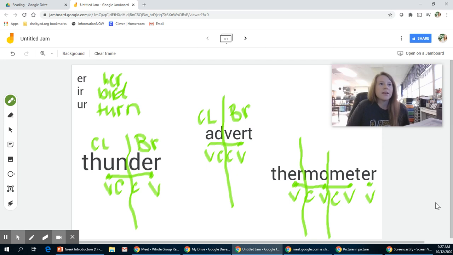And last one, connect those vowels. There's a T on top, so that's our only consonant. VCV again. We split between the E and the T. Everybody good so far? So we have 1, 2, 3, 4 syllables. All right, what syllable type is this first syllable?